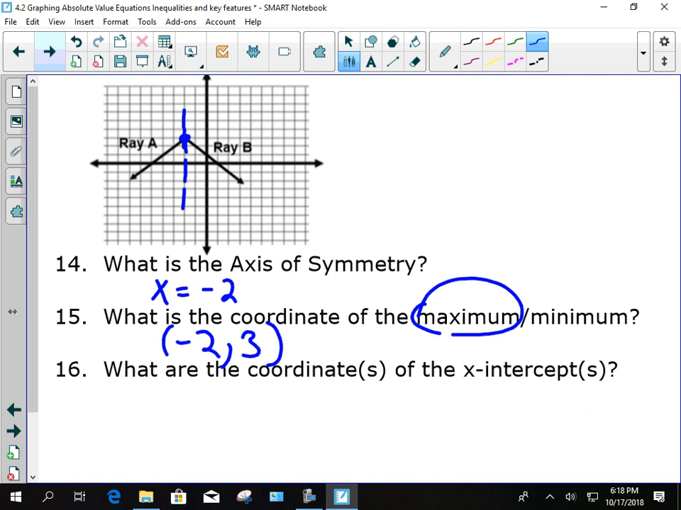What are the coordinates of the x-intercepts? Here's an x-intercept, and here's an x-intercept. So I am at -1, 0, because y is always 0 at your x-intercepts. And I am at -5, 0. Why did I say -1? That's +1. Good catch, front row.